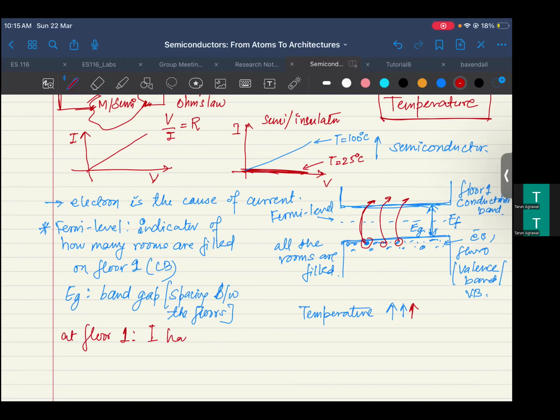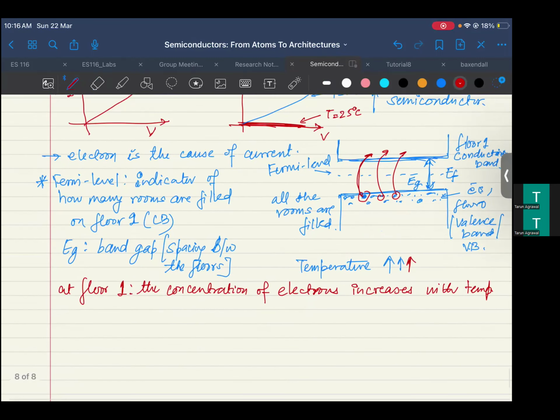And as a result of this, at floor one I have more electrons, or the concentration of electrons at floor one increases with temperature, right? Increases significantly with temperature. And that is one of the key properties which you see in a semiconductor, that if temperature is absolute 0 Kelvin, right, there is no energy in the system. You will see there is no free electron.